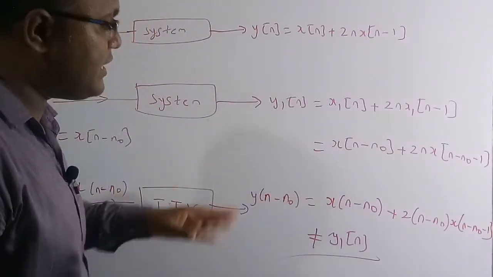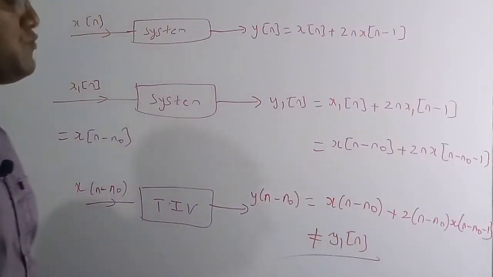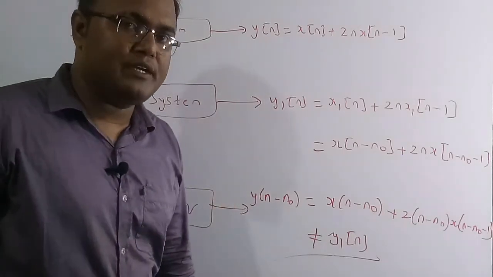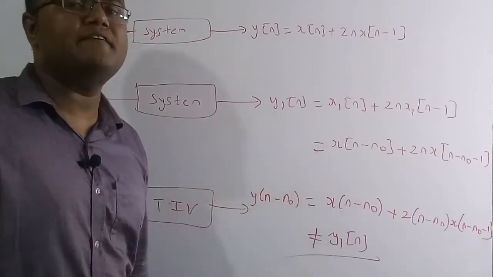So we can conclude that this is a time variant system, meaning whenever there is a small delay in the input, the same amount of delay is not present in the output. So we can conclude that this system is said to be a time variant system.